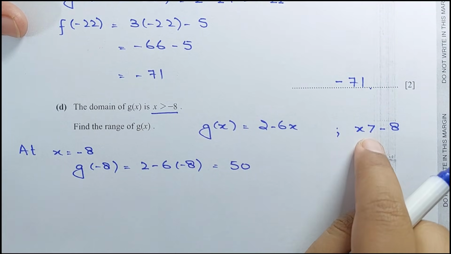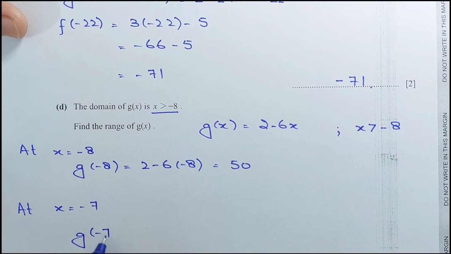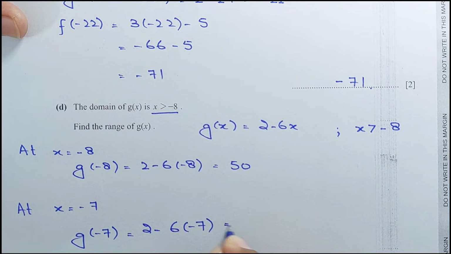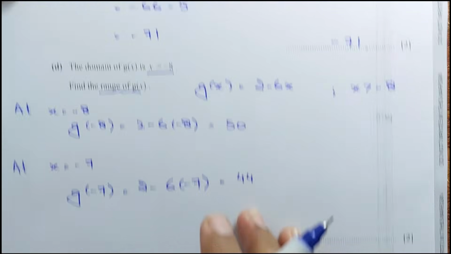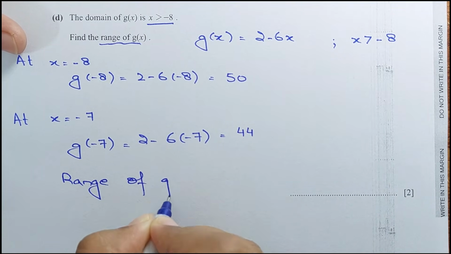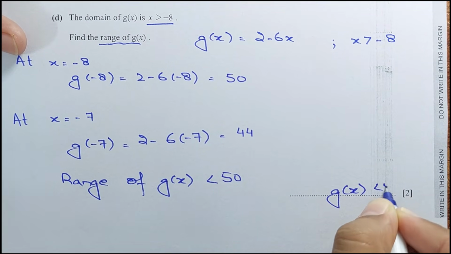Okay, all the values greater than negative 8. Greater than negative 8, we can say at x is equal to negative 7. So g of minus 7, this is 2 minus 6 into minus 7. That is 2 minus 6 into negative 7. This is 44. Okay, so what happened? All the range of g of x is less than 50. So we can say the range of g of x is less than 50.